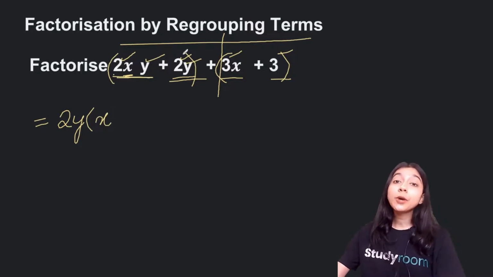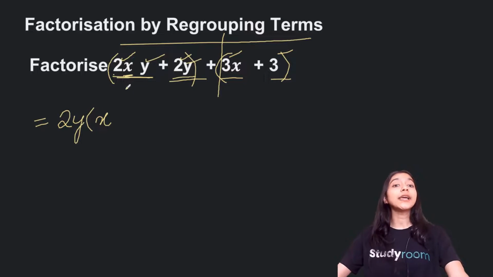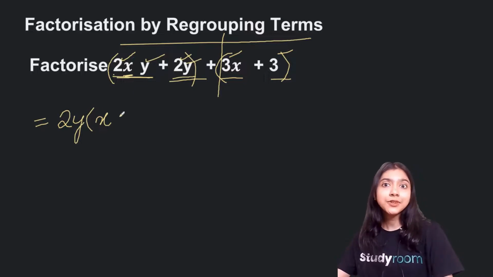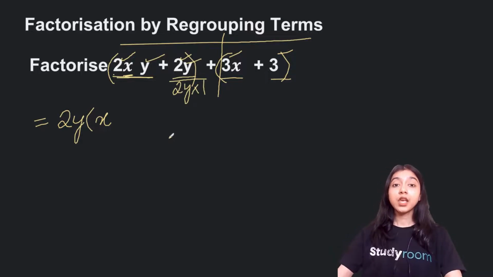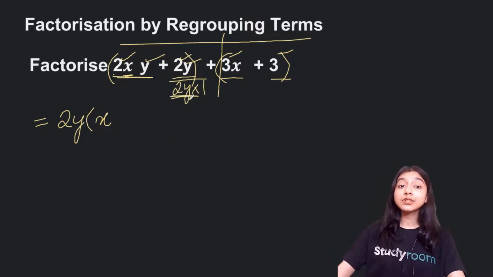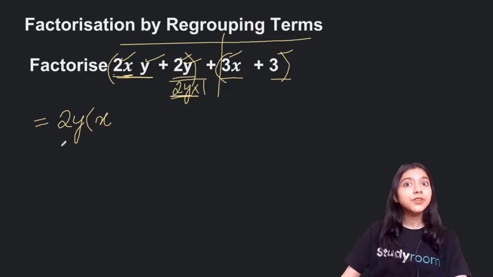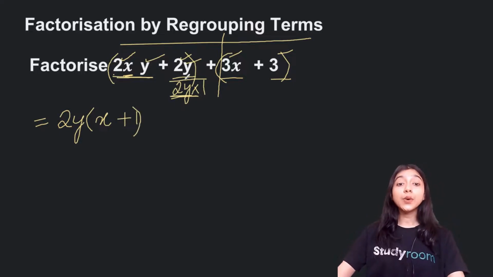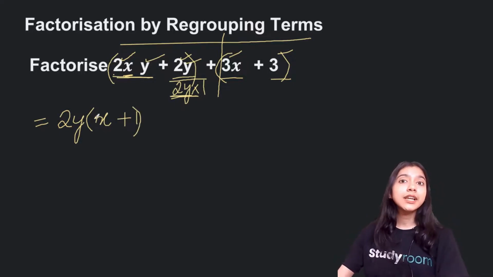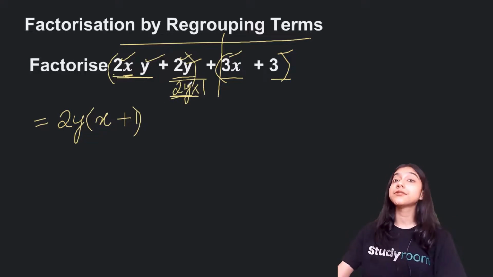Next up, from the second term, we have taken 2y common outside. So what is left with us? Wait, I'll show you. This 2y can be written as 2y multiplied with 1. Now when we have taken 2y outside common, from this term, we are left with 1. And here we have a plus sign, so we'll be writing plus 1. So when I take 2y common outside, that means we are left with 1. 2y multiplied with 1 gives us 2y.